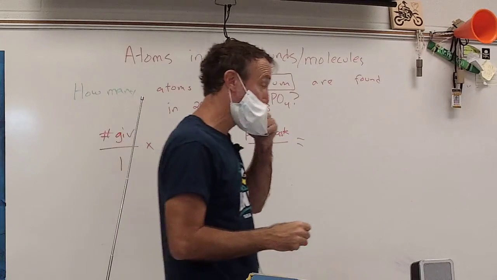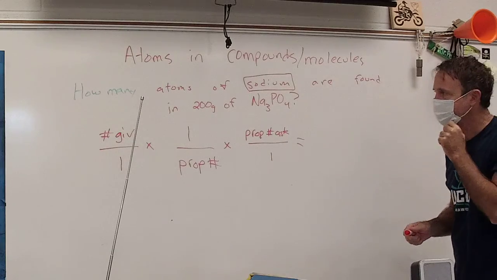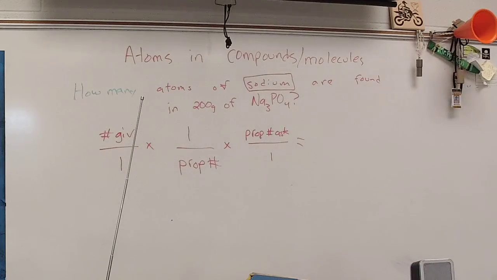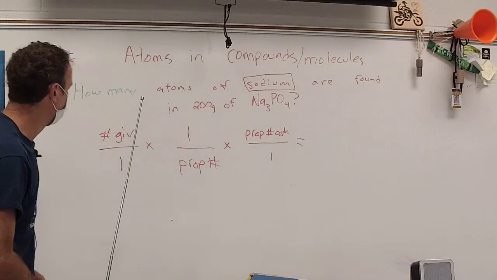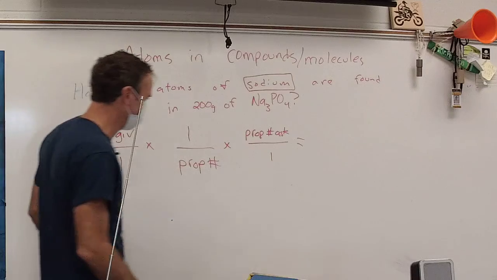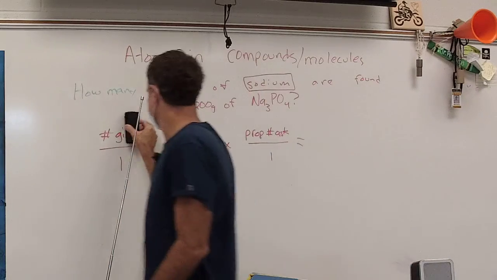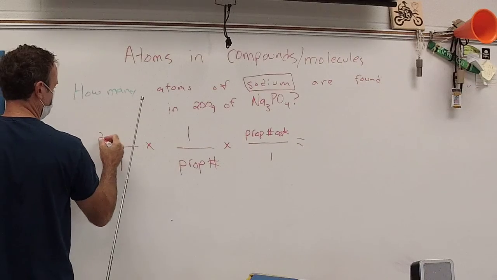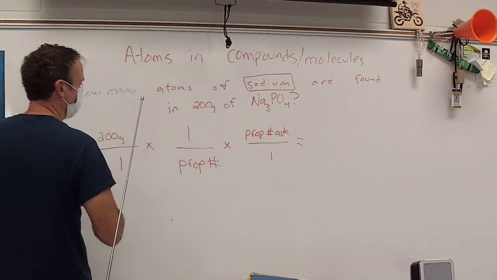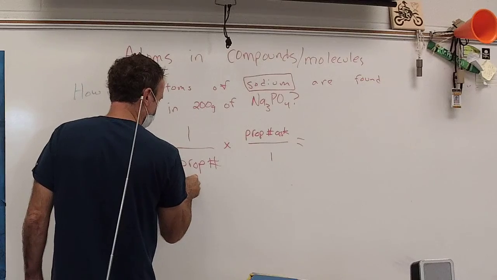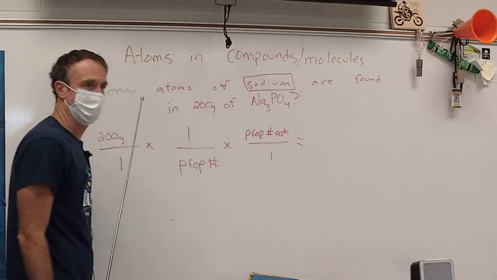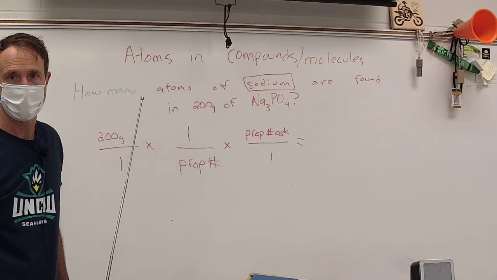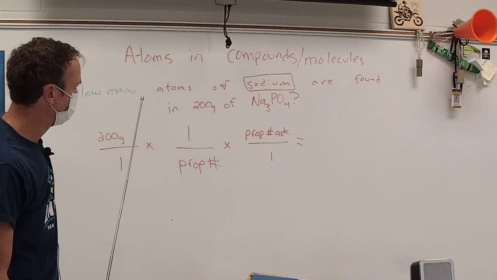Now, there's multiple ways for us to do this problem. How many atoms of sodium are found in 200 grams of sodium phosphate? The number we're given is 200 grams. Now, what is the proper number when we're talking about grams of sodium phosphate?